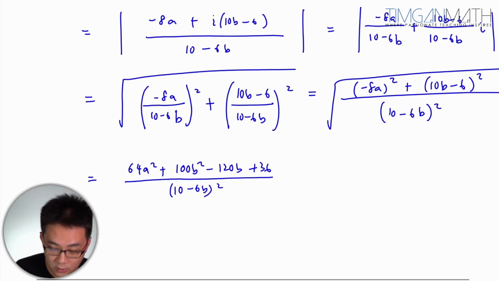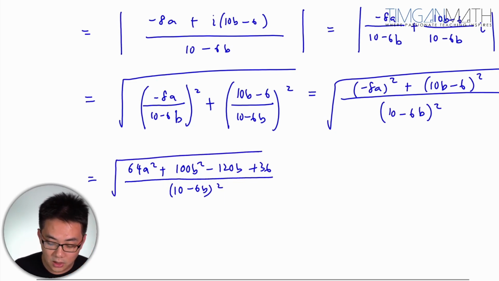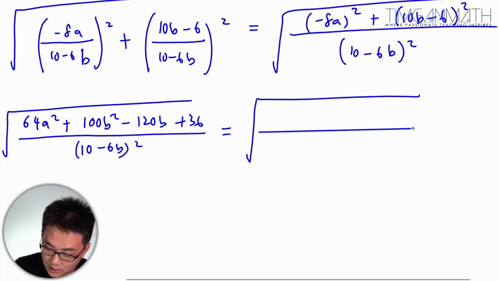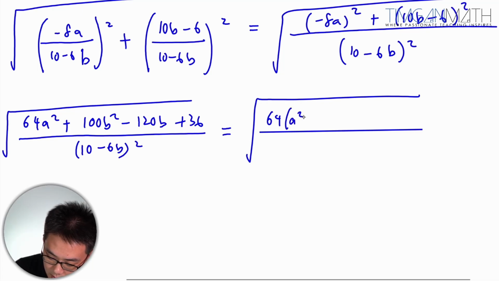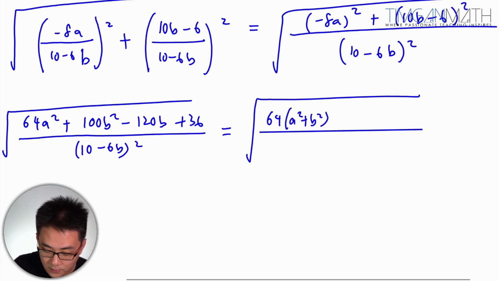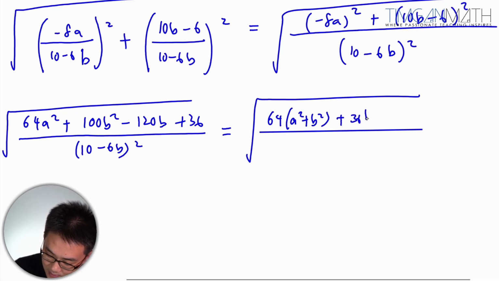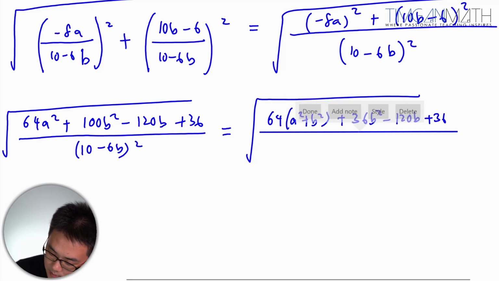Okay, the reason why I'm not going to expand the one below is because I don't think there's any way that I will get a square plus b square, because the only value which I have is actually a square plus b square. So I'm going to leave it as it is first. Then after which I'm just going to express this as 64 times a square plus b square. So if I take a 64 out, 100 minus 64 will be 36. So plus 36b square minus 120b, plus 36, this part here.